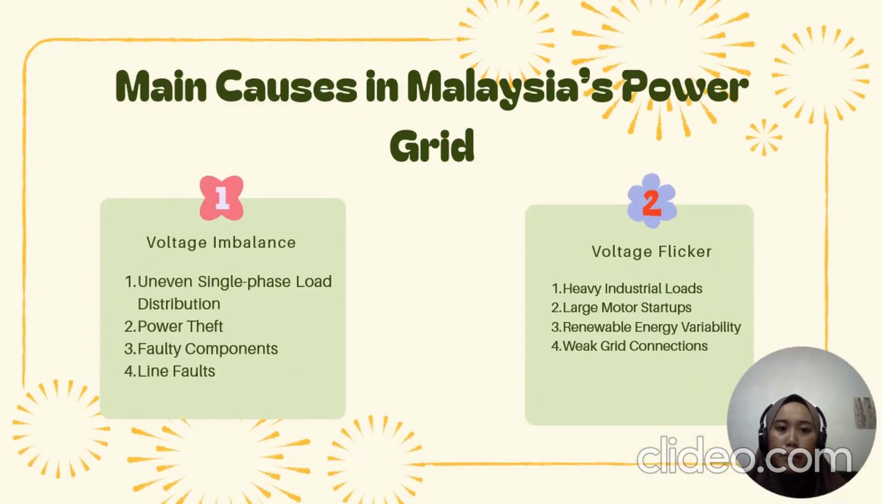So next, the main causes in Malaysia's power grid are separated into voltage imbalance and voltage flicker. For voltage imbalance: first, uneven single-phase load distribution. Second, power theft. Third, faulty components or line faults. Then, for flicker: first, heavy industrial loads. Second, large motor startups. Third, renewable energy variability. And fourth, weak grid connections.